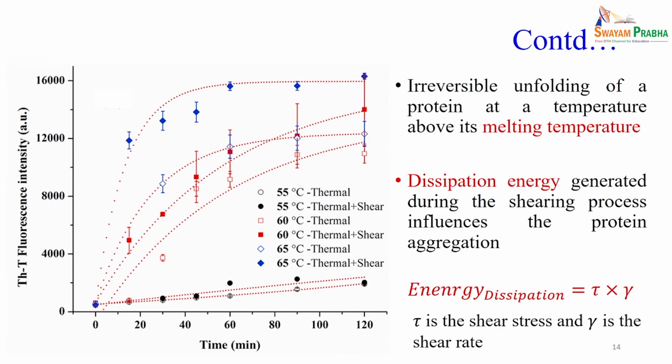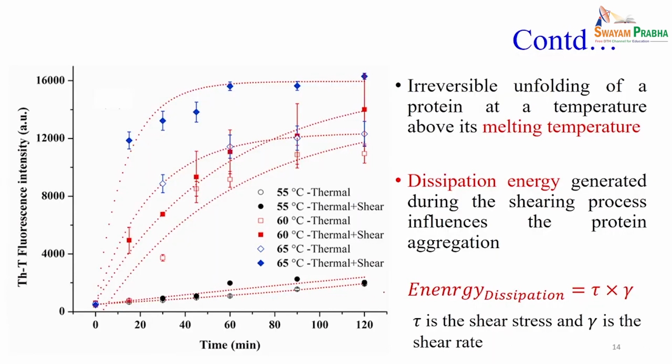Once there is aggregation, it is expected that the ThT fluorescence intensity will be enhanced. Here again you are seeing this at 55, while the melting temperature of that albumin, the Tm, is close to 63 degrees centigrade. So, here the T is less than Tm. In this case, we did not observe the enhanced ThT fluorescence, either during thermal treatment or during the shear. So, what it says is, if the temperature is less than the melting temperature, there is no unfolding. In that case, there is no aggregation of the protein.